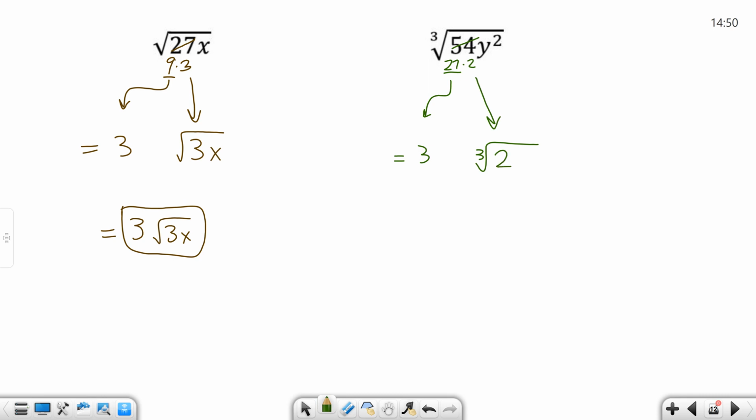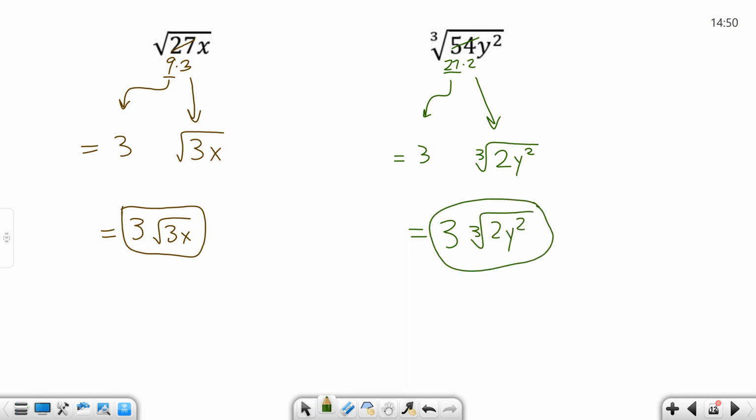Can I bring any y's out? Okay, if you said no, why? Because how many times does 3 go into 2? Well, it doesn't, right? If 2 is less than 3, nothing comes out. We already said that. So then this y squared stays here. Again, I left space for any y's that came out, but they didn't. So then I'm going to just close the gap there. 3 times the cube root of 2y squared.